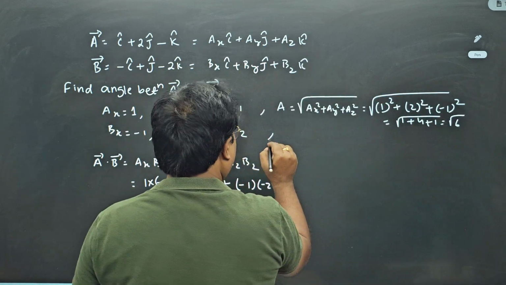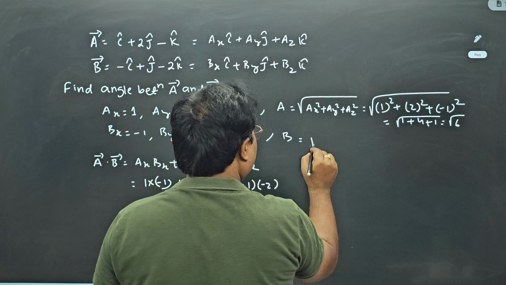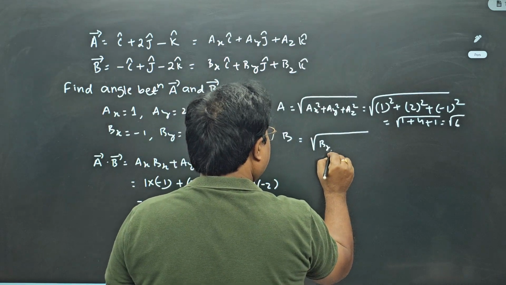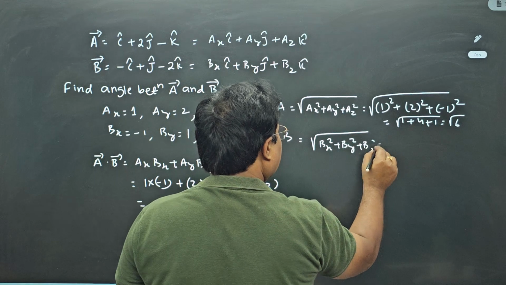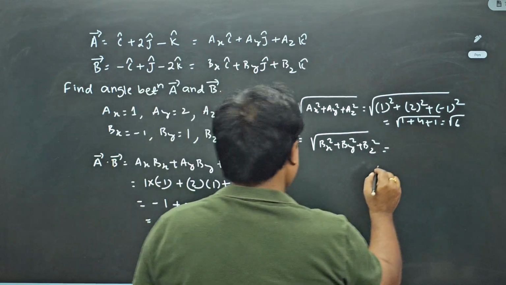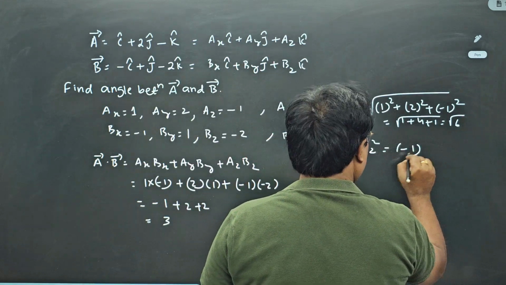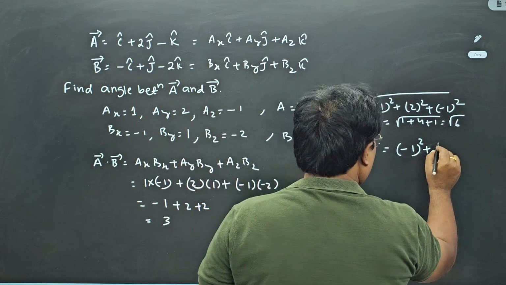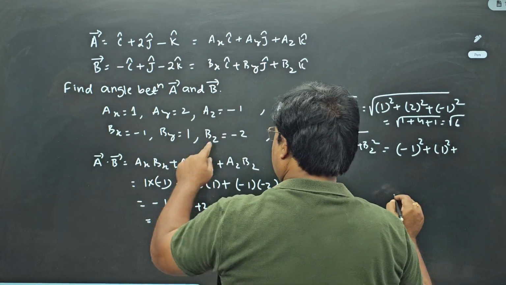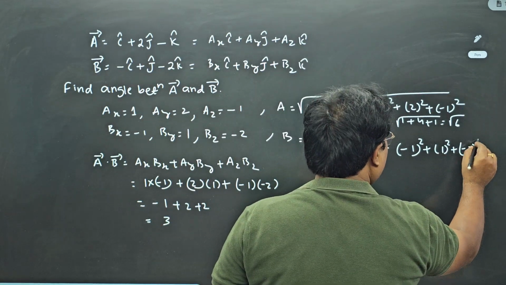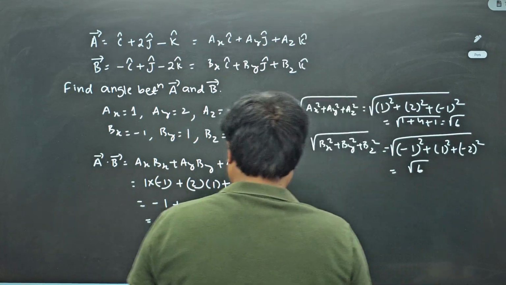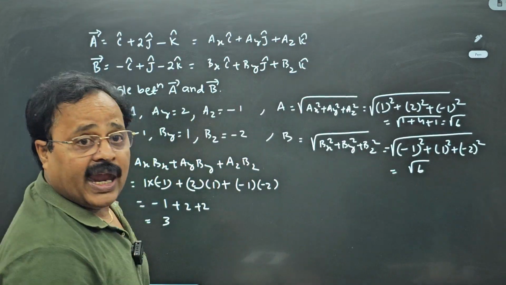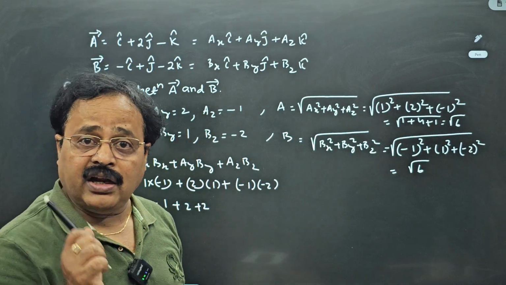What is the magnitude of b vector? Root over of bx square plus by square plus bz square. What is bx? bx is equal to minus 1 square. What is by? 1 square, plus what is bz? Minus 2 square, root over. This again becomes root over of 6. We have to find the angle between a vector and b vector, which means you have to find angle theta.